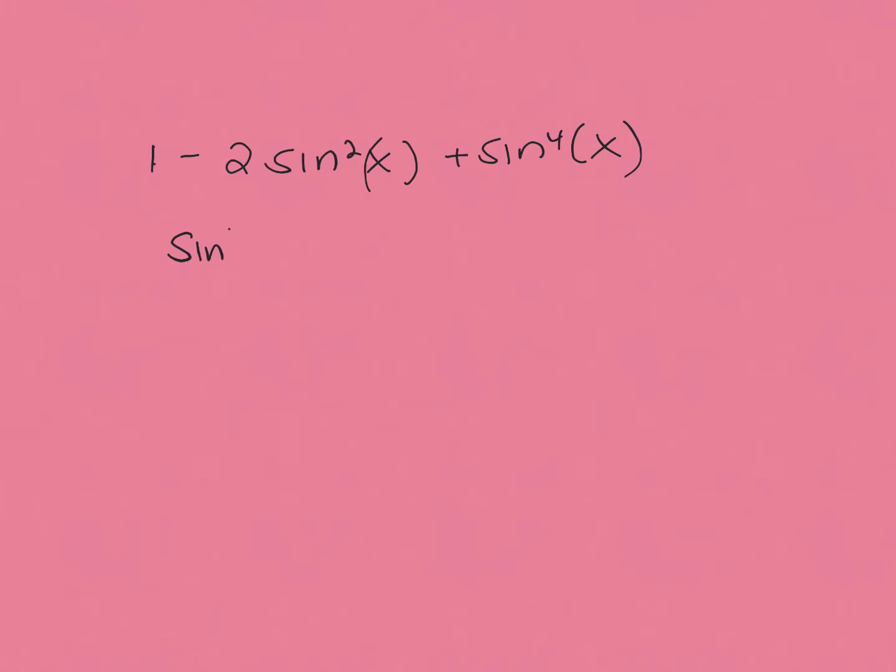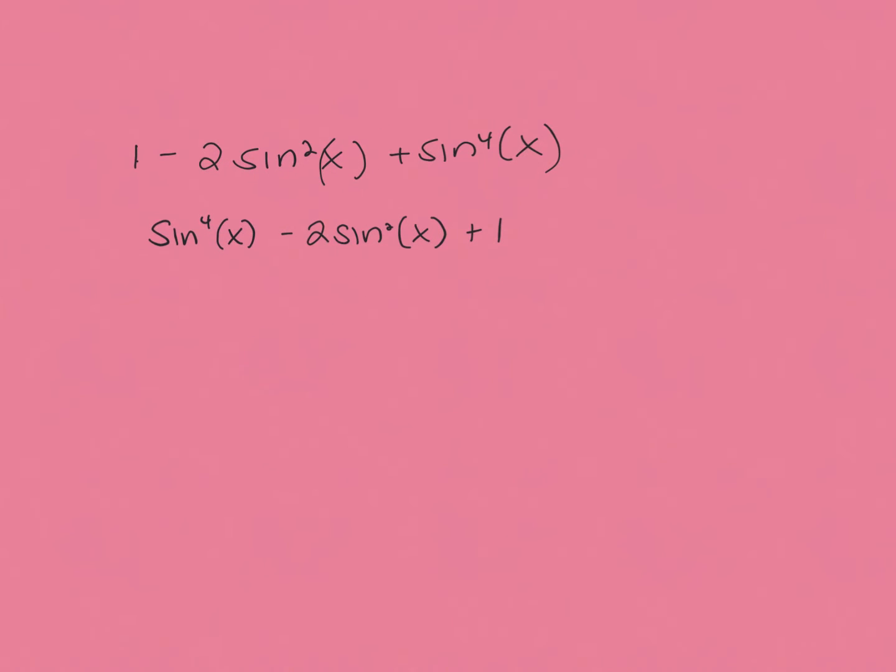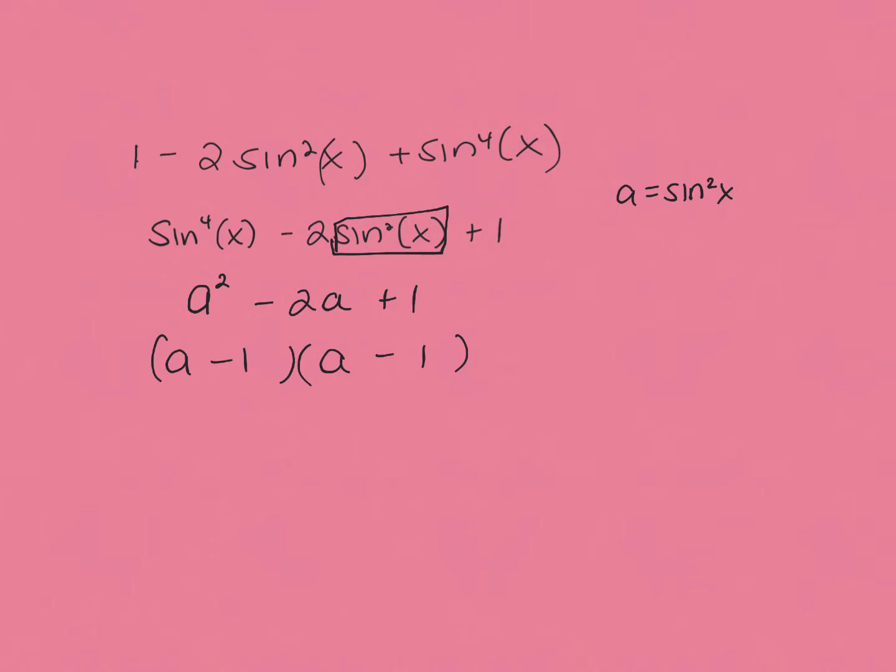But the order is weird, so you can always rearrange this. I could do sine to the fourth x minus 2 sine to the second x plus 1. If the signs throw you off, you could say, I take the middle term, so this time it would be sine squared. I could say a equals sine squared, and so it would be a squared minus 2a plus 1. Then I'd factor it, so a minus 1 and a minus 1. But then a is sine squared, so it would be sine squared x minus 1, sine squared x minus 1.